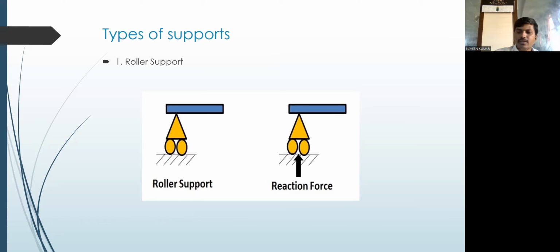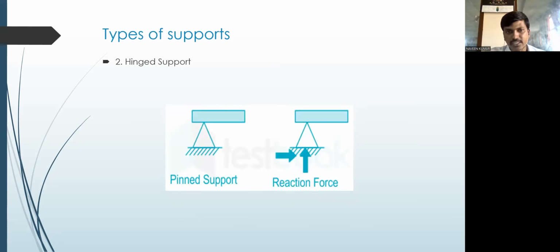Next support is hinged support. This hinged support is also called a pinned support. This support offers resistance against the horizontal and vertical forces, but this support does not resist the moment. So here the number of reactions is 2. An example for this support is doors. Doors or windows are examples of hinged support.